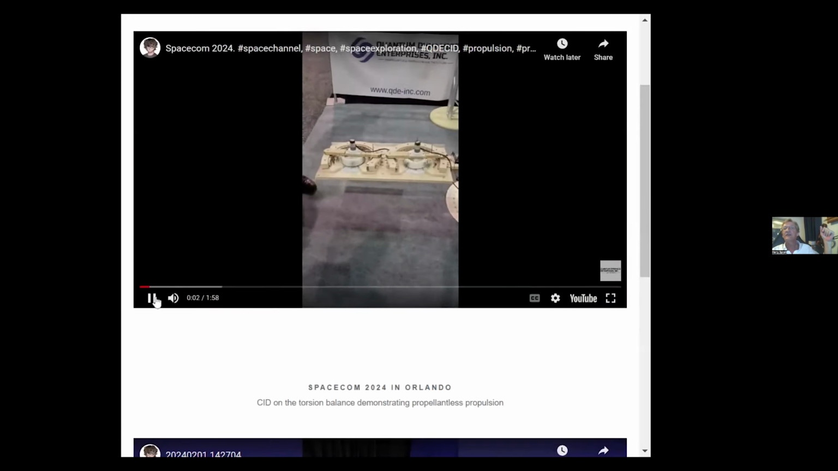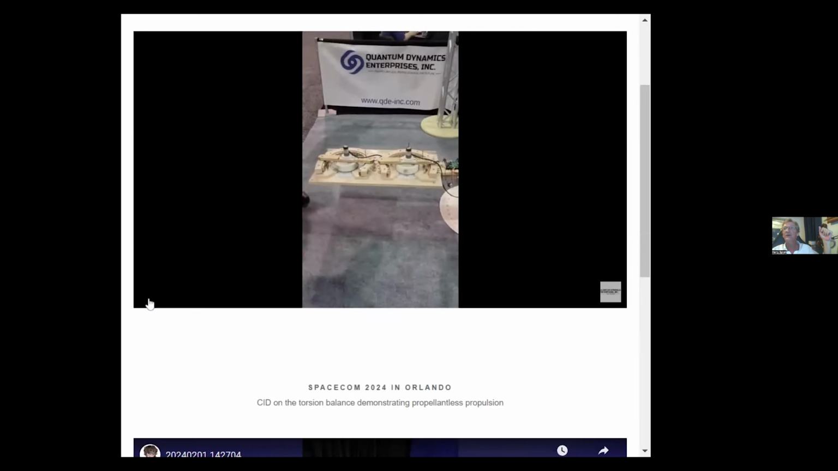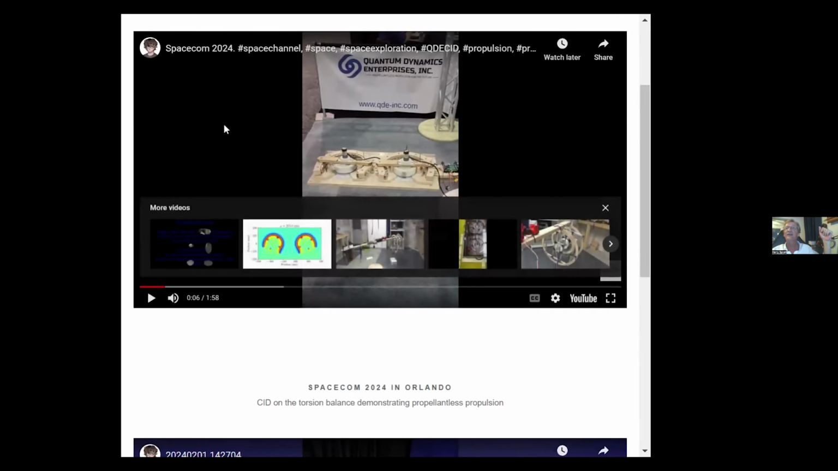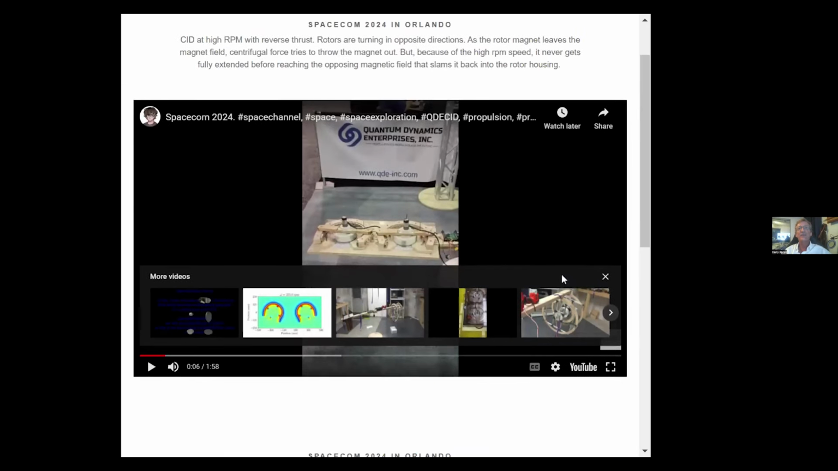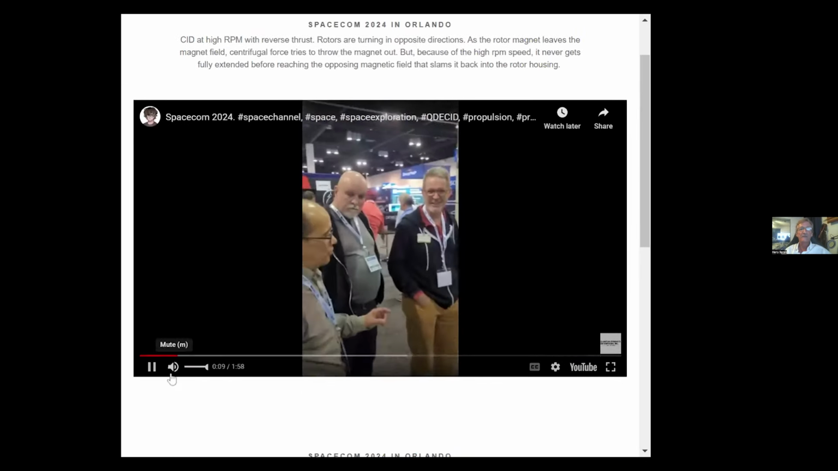Now the most miraculous thing I discovered about it, and I did this like 3 weeks before I went to SpaceCom 2024. I had it in my lab and I ran it at a really high RPM speed, and I was amazed. What happens is, let me get a close up of it.